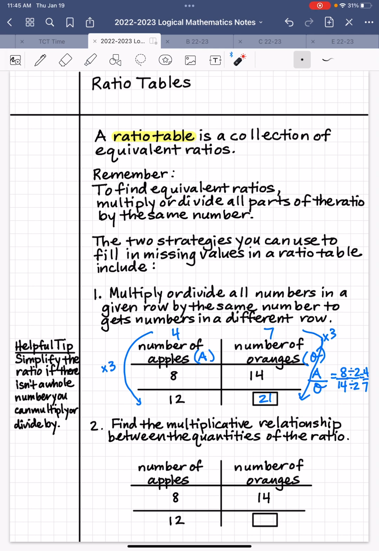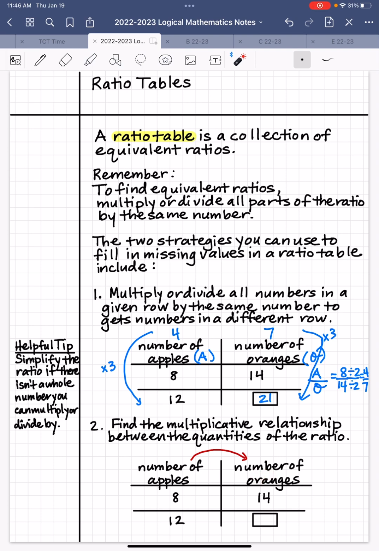All right, so the other way you can figure this out is you can find the multiplicative relationship between the quantities of the ratio. So the quantities in this case are the number of apples to the number of oranges.